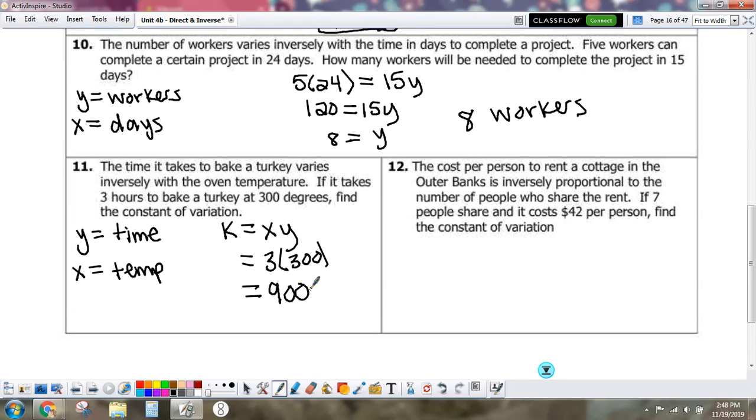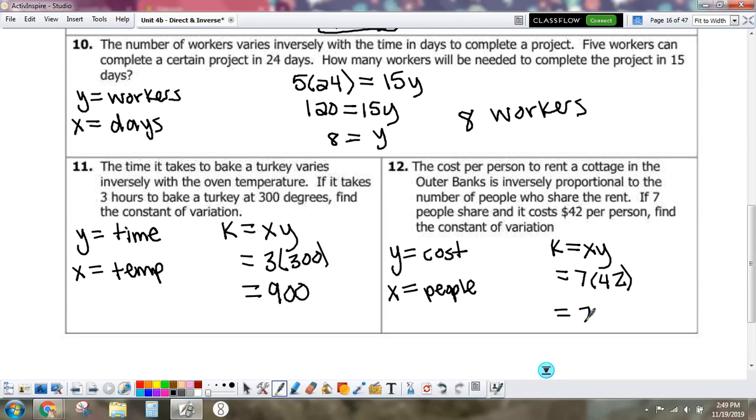Okay, so try 12. For 12, your y should be the cost, your x should be the people. To get your constant, remember that's x times y. So you're doing 7 times 42. And 7 times 42 is 294.